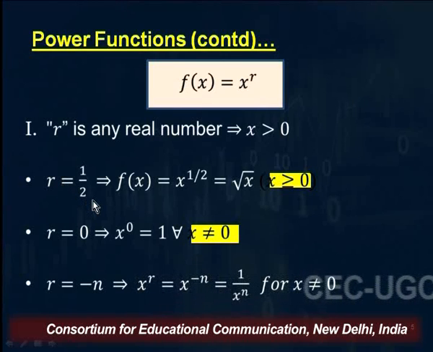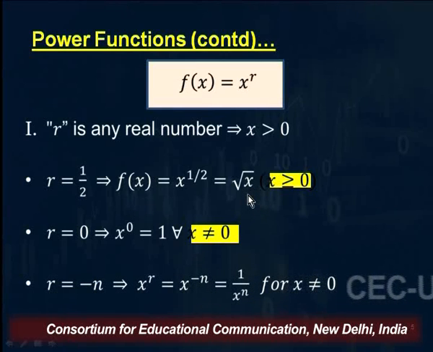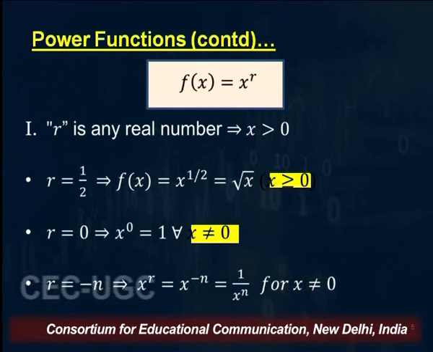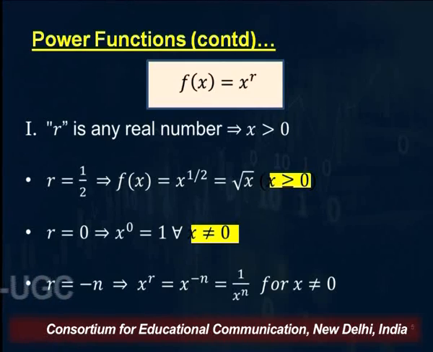Suppose r is equal to half. Then what do we get? Our function becomes f of x equal to the square root of x, right? And we all know that when we take the square root of a number, the number under the square root sign has to be non-negative. If it is negative, then the square root of a negative number is not defined over the real line.